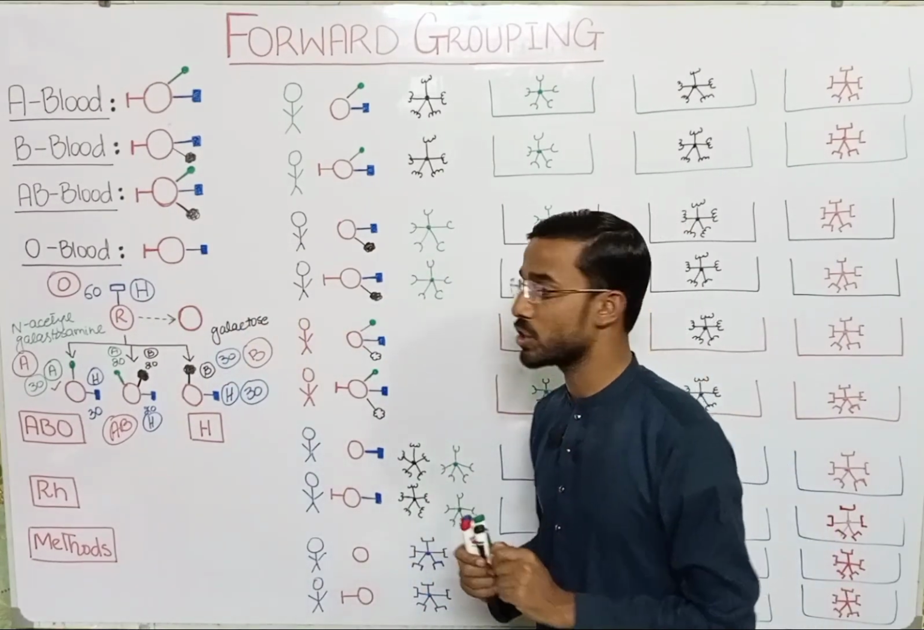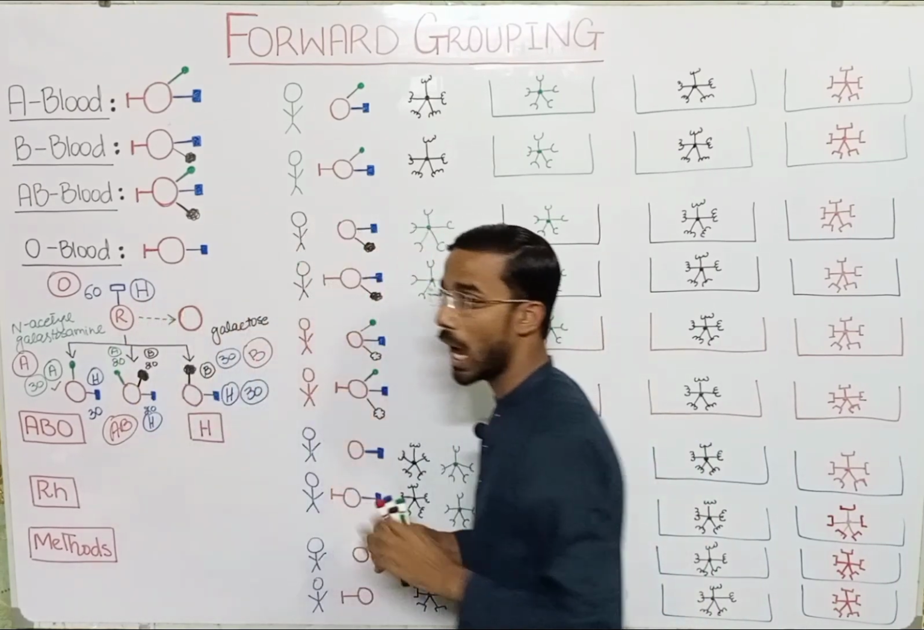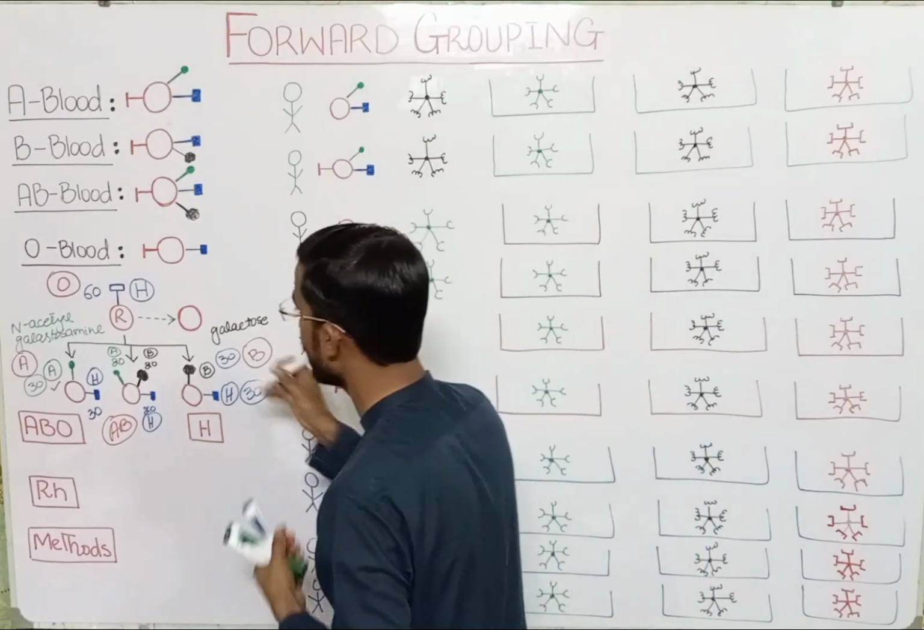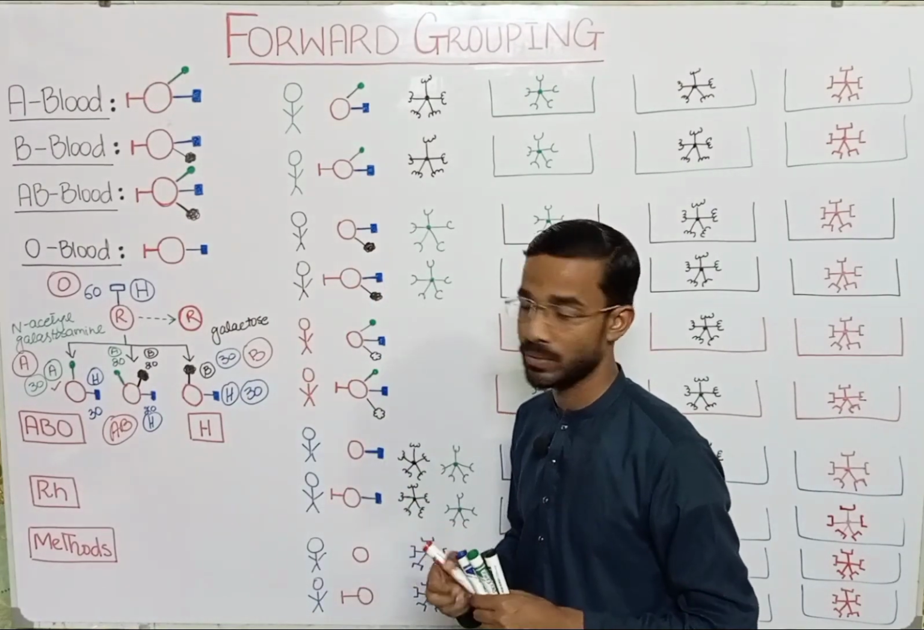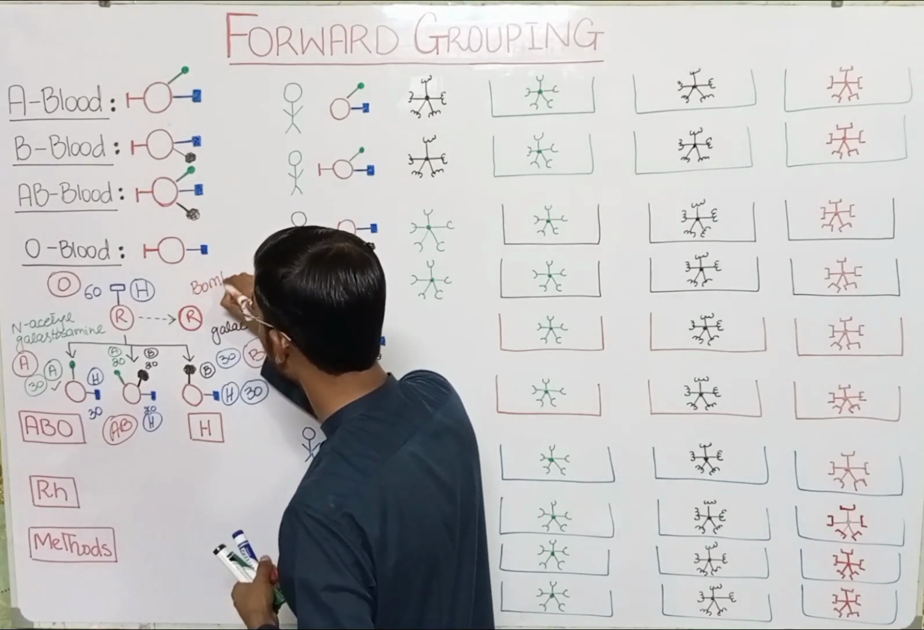In some situations, you will see that the H antigen is not present on the RBCs. If there is no H antigen, then this RBC has no antigen, not even the H antigen. In that situation, it falls into the Bombay phenotype.